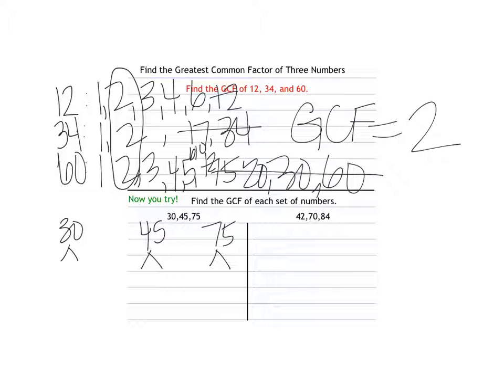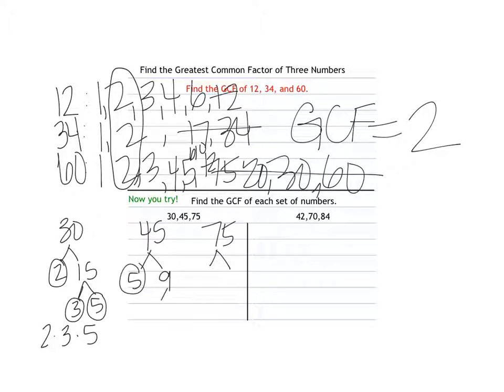So 30 would be 2 and 15, and then 3 and 5. So that'd be 2 times 3 times 5. 45 would be 5 and 9. That'd be 3 and 3. So 3 times 3 times 5. And then 75 would be 5 times 15, I believe.